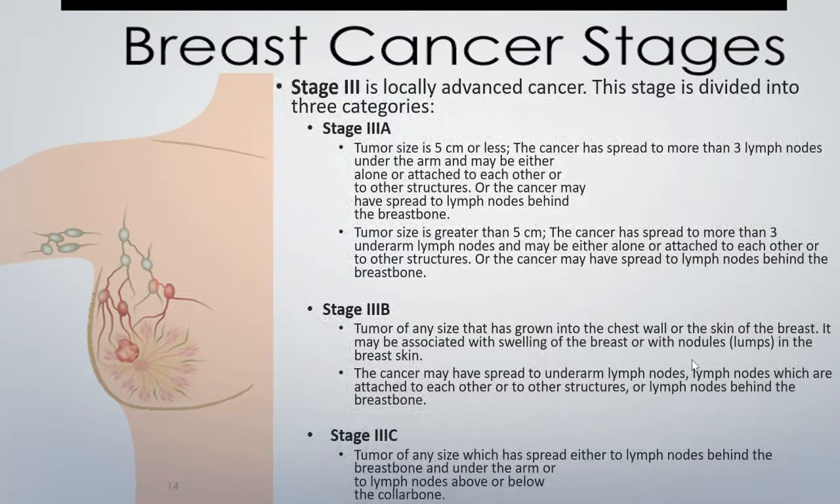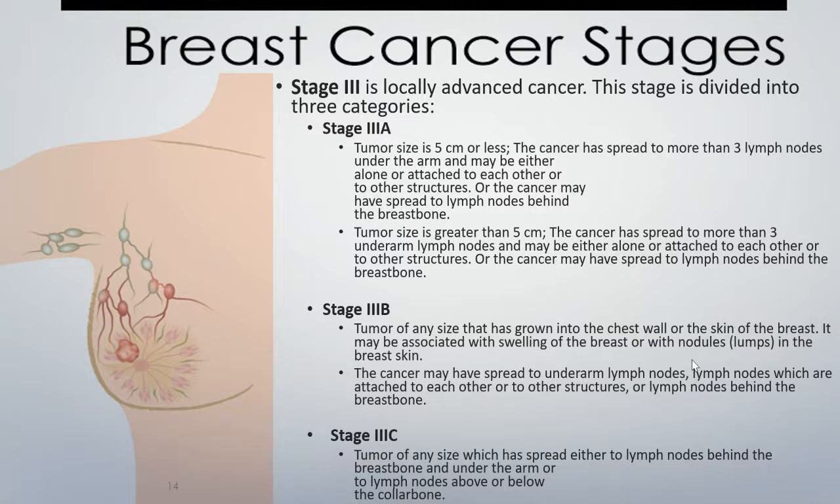Stage 3 is considered locally advanced cancer. That's divided again into 3 categories. So stage 3A, the tumor size is 5 centimeters or less, but it has spread to more than 3 lymph nodes under the arm, and may be either alone or attached to other structures. Or the cancer has spread to lymph nodes behind the breastbone. The other condition is that tumor size is greater than 5 centimeters. The cancer has spread to 3 or more underarm lymph nodes and may either be alone or attached to each other or other structures. Or the cancer may have spread to the lymph nodes behind the breastbone.